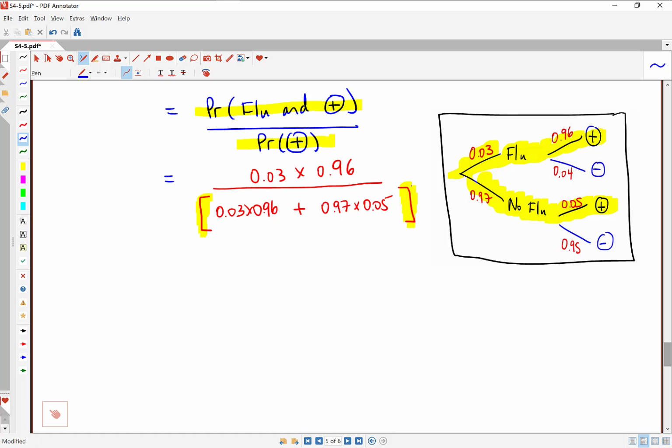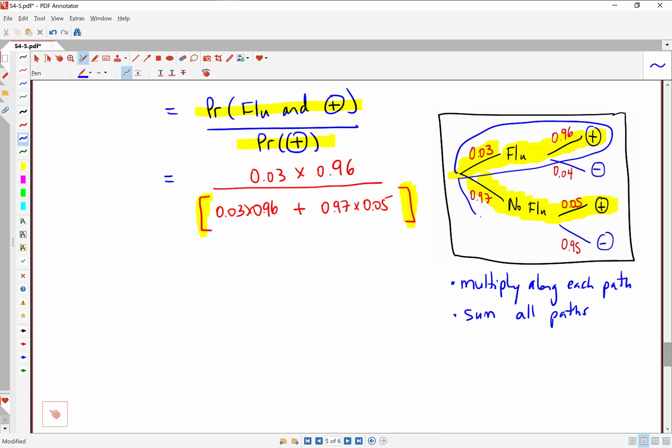An alternative way of thinking about this is to frame it in terms of the tree diagram. You could say multiply along each path. So flu and positive get multiplied, for example. And then if you're trying to incorporate multiple paths, then you're going to sum all the paths. So since there are two ways for a patient to end up positive, you're going to see two terms in that sum. So that's just another way of rephrasing the idea that when you say "and", you multiply, and when you say "or", you add. So if we put all this into our calculator, we get about 0.37.